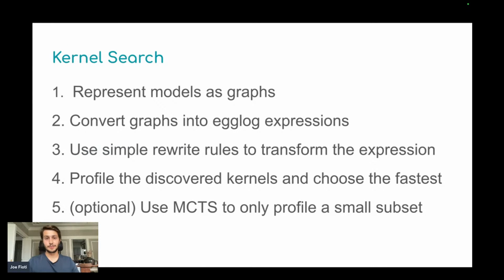So what we do, our approach, is we represent these models as compute graphs. Then we take the compute graphs and convert them to what's called egglog expressions. We'll get to egglog and what that allows us to do. We use rewrite rules inside egglog to transform this expression and build out this big search space. I think we have a pretty unique way of storing this search space. We use this thing called an egraph, but we'll get more to that later.